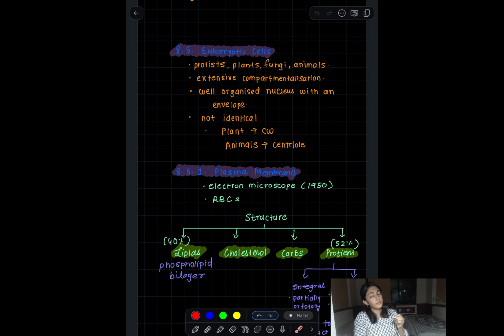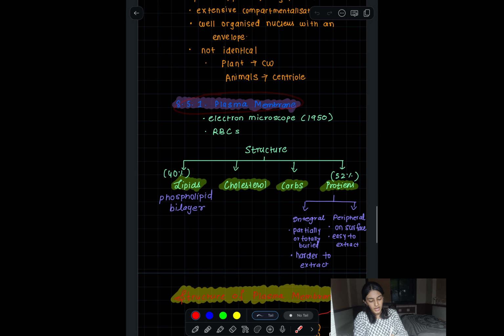Let's take an example of plants and animals. The plant cell contains a cell wall, whereas the animal cells don't. And the animal cells contain a centriole, whereas the plant cells do not. Moving on to the most interesting part of this chapter, let's study the plasma membrane. After the advent of the electron microscope in 1950, we could study more about the plasma membrane. Scientists chose the human RBC to study the plasma membrane.